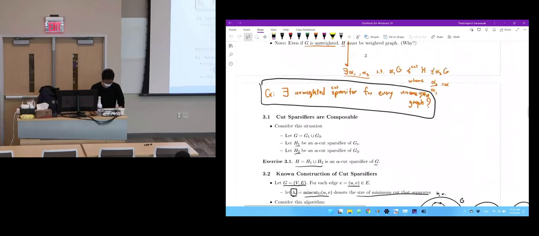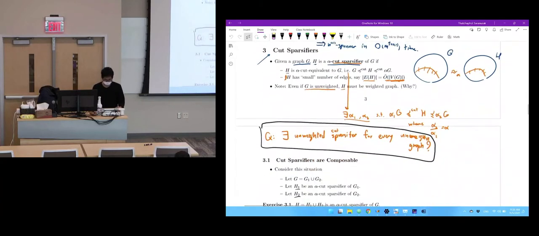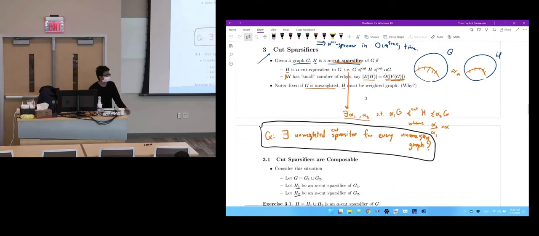Just want to mention one thing about the cut sparsifier algorithm. Can anyone remind me how we computed a cut sparsifier of a graph? By reweighting the edges with the log square and lambda. Yes. Yeah, so that is the algorithm that just works.